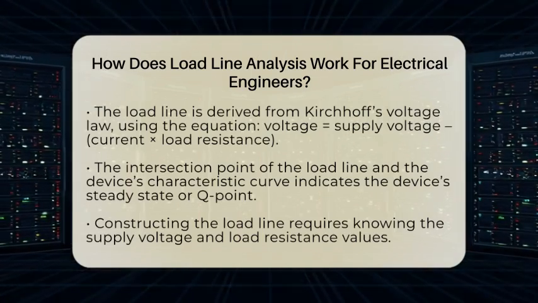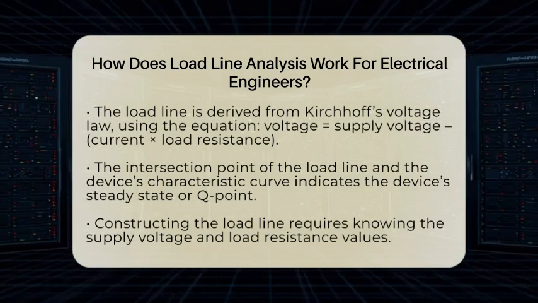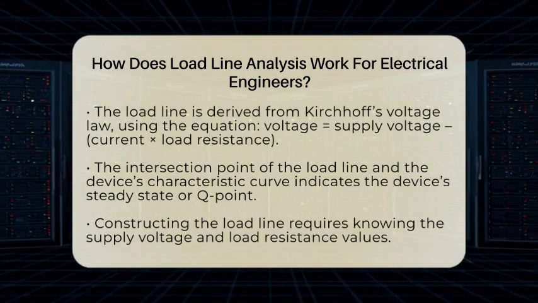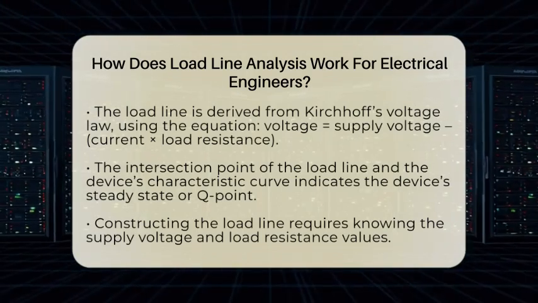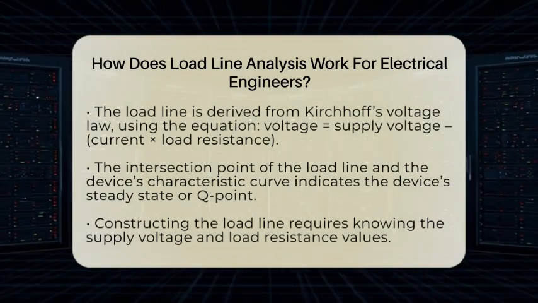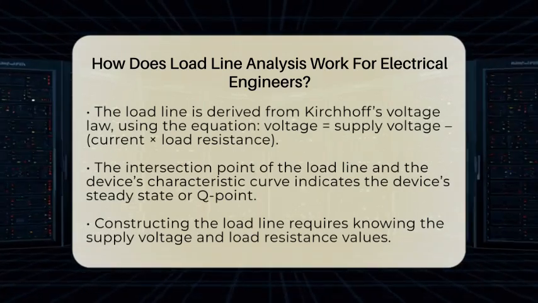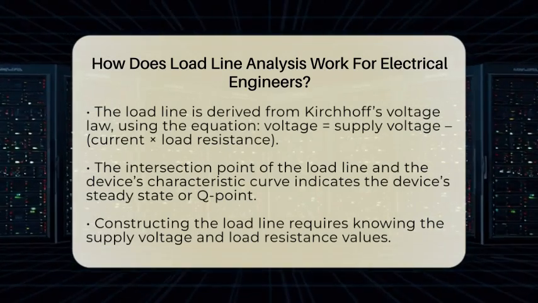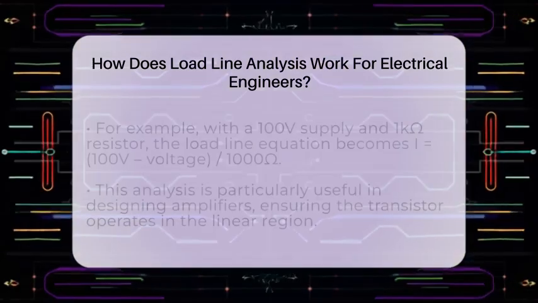The load line is derived from the circuit's Kirchhoff voltage law, which states that the total voltage around a loop equals 0. The equation looks like this. Voltage equals the supply voltage minus the product of current and load resistance. When you rearrange it, it becomes a straight line on the graph. By plotting this line along with the device's nonlinear curve, the point where they intersect is the operating point. That's where the device actually runs in the circuit.